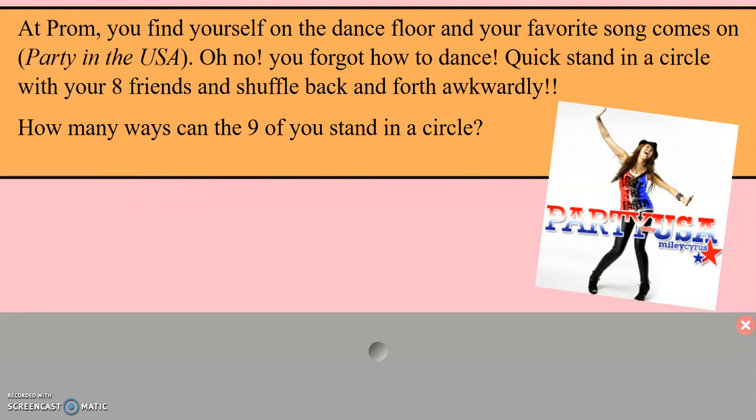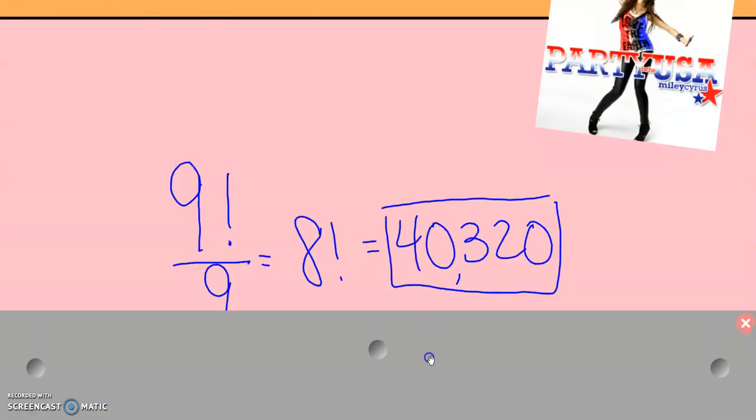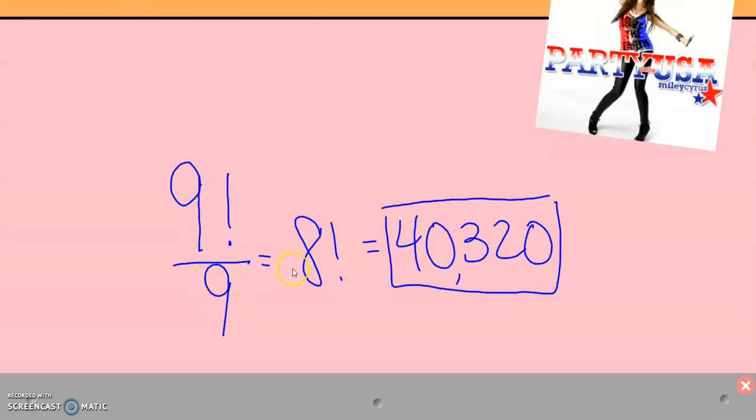And how many ways can the 9 of you stand in a circle? So all you have to do is use this formula here. And that would be 9 factorial divided by 9, which is 8 factorial. So there are 40,320 ways that 9 people could stand in a circle.